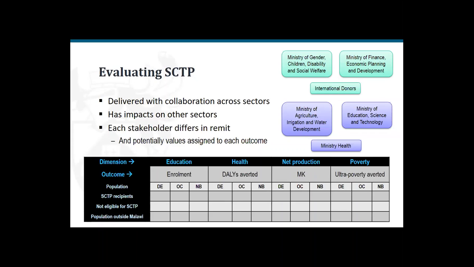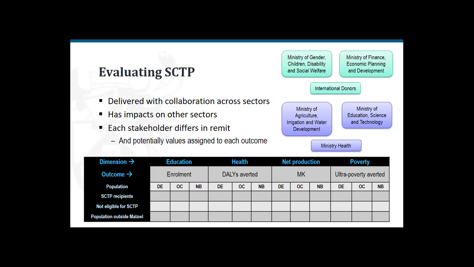Each stakeholder involved or affected by this policy differs in their remit and may potentially assign different values to each outcome or different values to population groups. For example, the Ministry of Gender might have particular equity concerns related to the poorest groups in society and may value outcomes in those groups higher than outcomes in richer population groups. Bearing this in mind, we can define an impact matrix for the social cash transfer project, which is shown below.